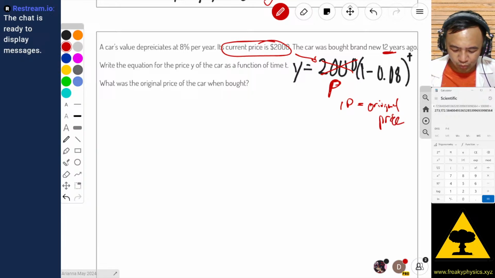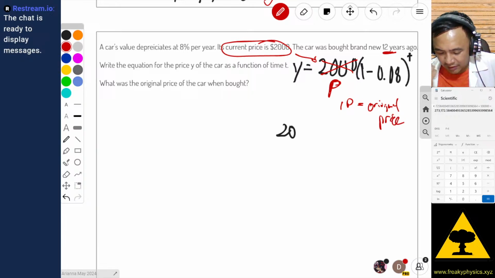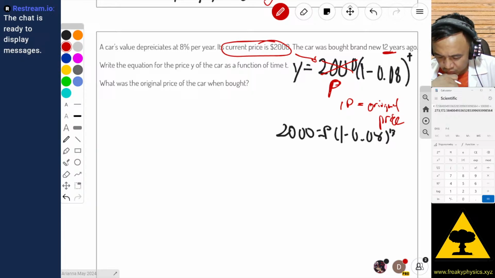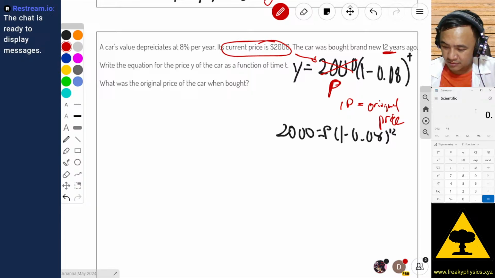Okay, correct. So where would you put 2000? y equals A or P. I like P. Times 1 minus 0.08. And then T would be 12, correct? Correct.